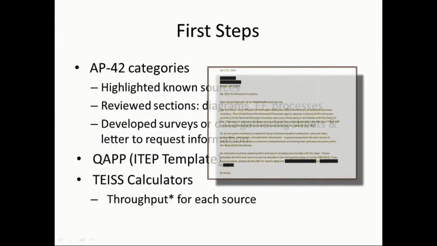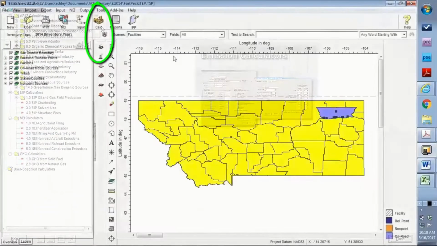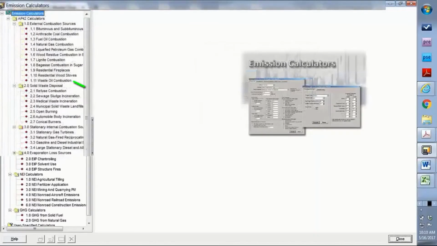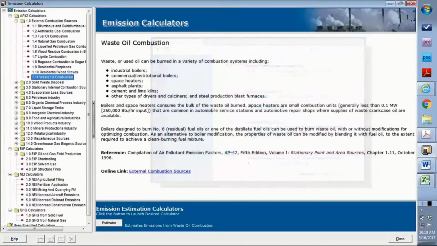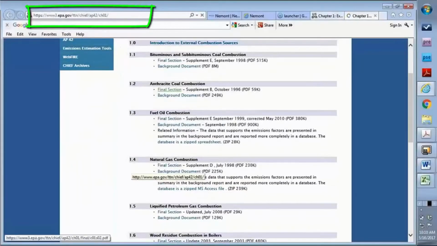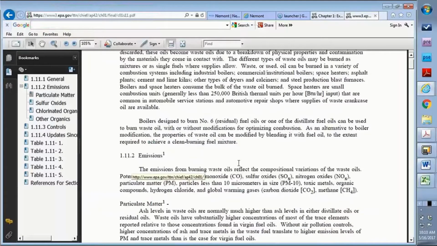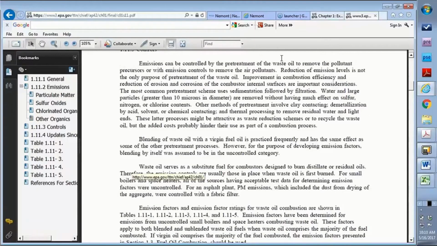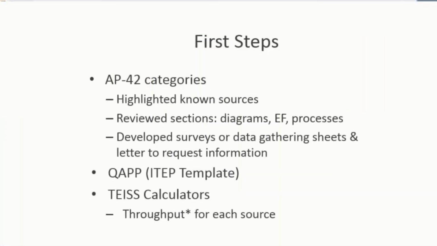I put together a generic letter to request information in TICE. You can find these links through the calculator page. The calculators are based on the AP42 emission factors. For example, waste oil, you can get to that AP42 section and then go in, and the description describes everything you need to know to calculate emissions. So I did have to study each one of these. I made a lot of copies, notes, and it was a good step for me in collecting data.